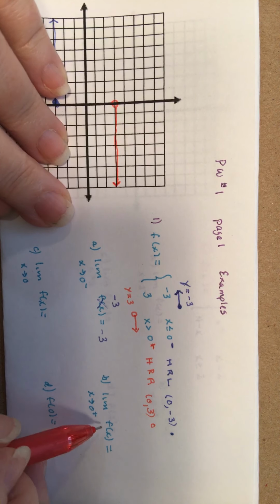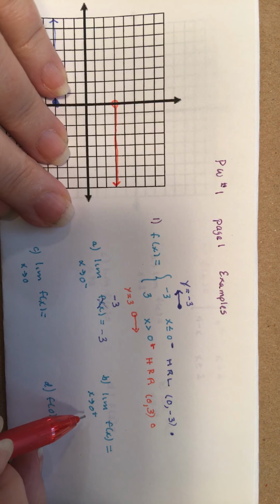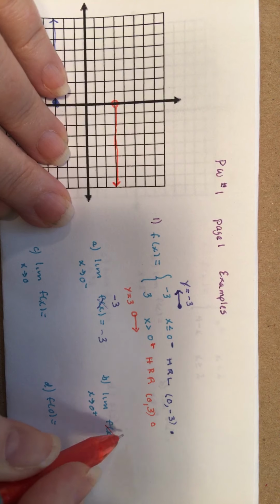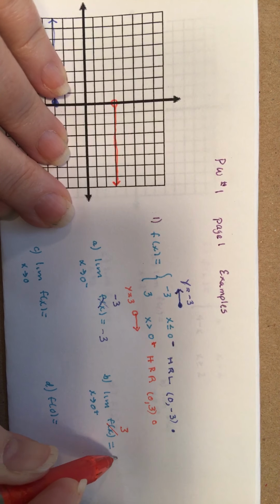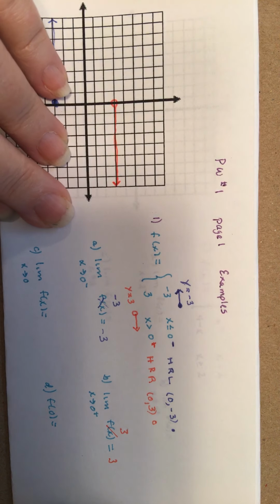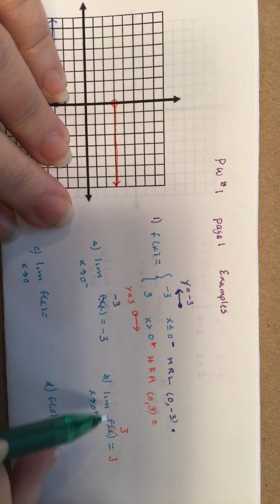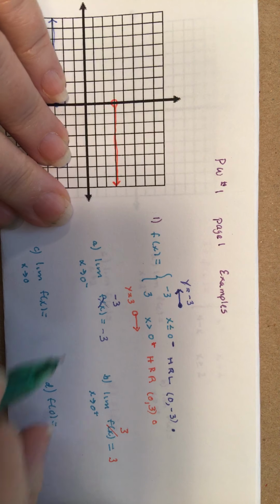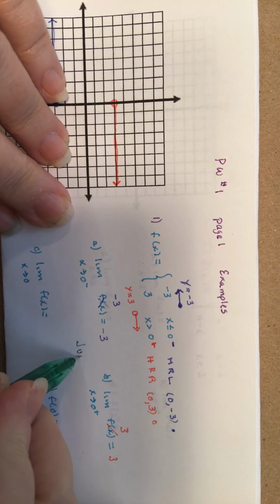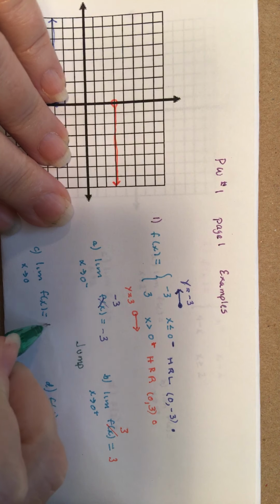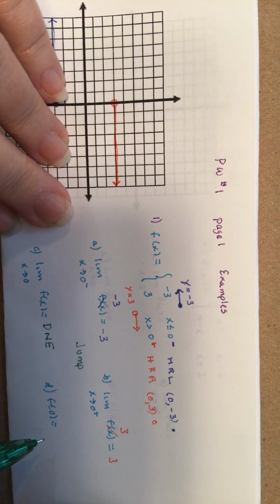This says I want to be, the limit as x approaches 0 from the right. Well, the right side is 3. So this is 3. So what do I see here? I see that these two are not equal. So that immediately tells me that I have a jump, because they're real numbers and they're not equal. And this is D and E. And what is my function value?